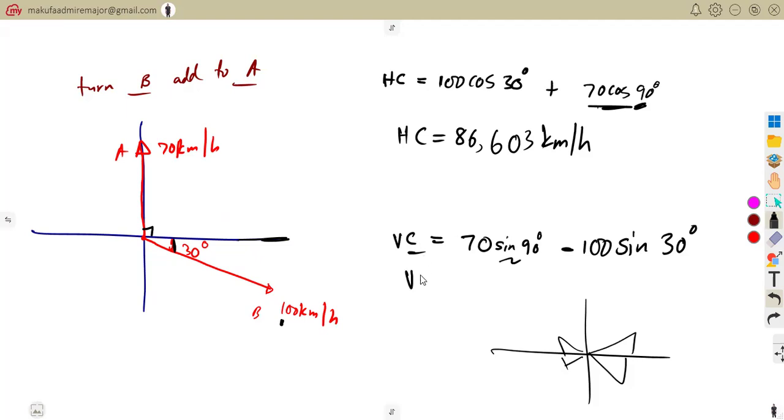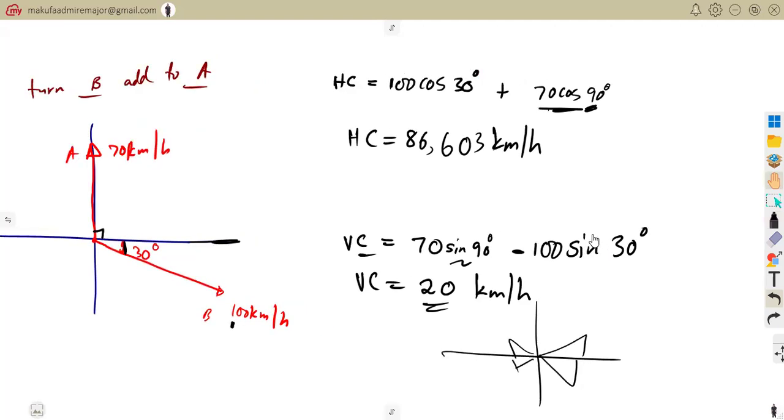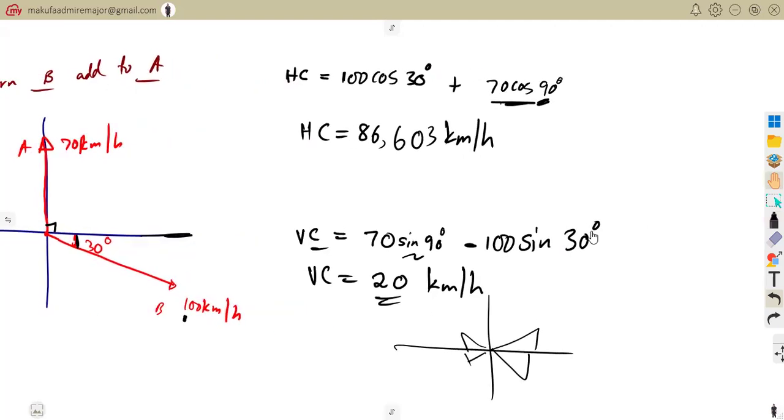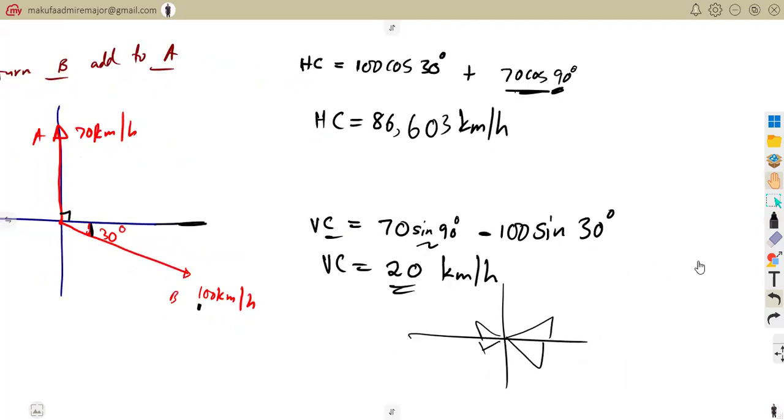So meaning to say our vertical component was going to be 20. I hope I'm right. Let me punch in again. Okay, 70 minus 50. Yeah, that's it, 20. So this is what you're going to have.